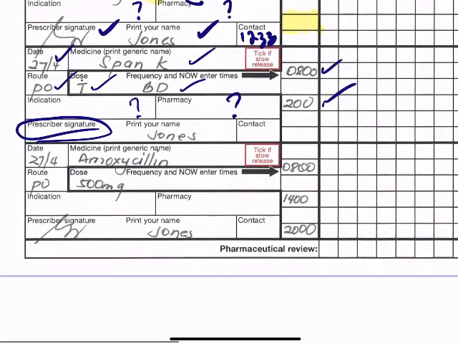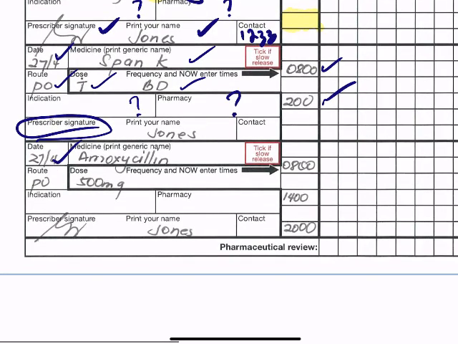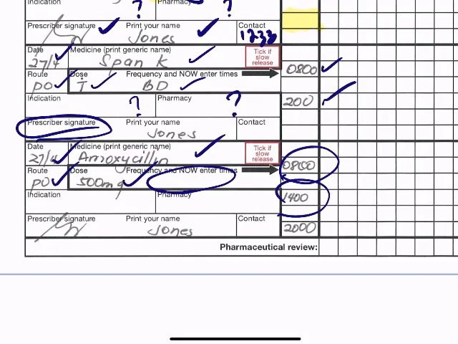If we go to amoxicillin, we've got date, we've got medication, we've got route, we've got dose. What don't we have? Frequency. This is insufficient. We must have the frequency written here. We don't need indication, although it's best practice. We don't need pharmacy unless the pharmacist has come and reviewed it. We have a signature and we have the doctor's printed name.